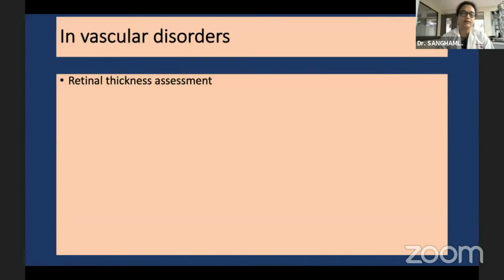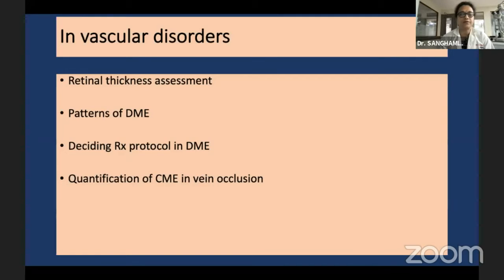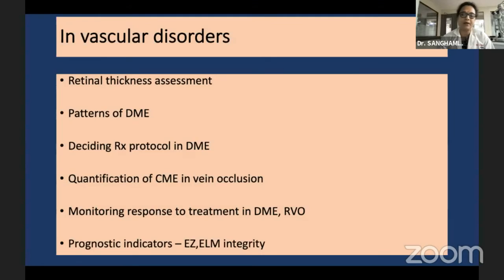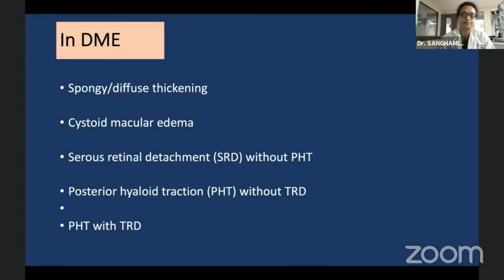In case of vascular disorder, it helps us in assessment of the retinal thickness. It helps us in quantifying the patterns of the DME. There's an OCT classification for diabetic macular edema, deciding treatment protocol in DME, quantification of cystoid macular edema in venous occlusion, monitoring response to treatment in diabetic macular edema and RVO, and prognosticating indicator as in the ELM integrity and all.